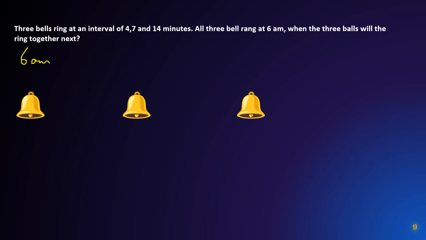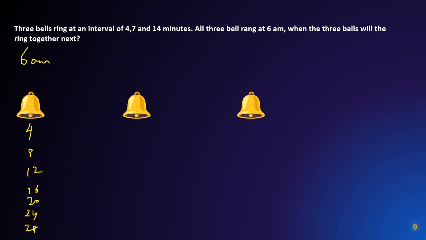And the hint is that this bell rings every 4 minutes. So at 4 minutes it rings, and then it is going to be 8, then 12, then 16, then 20, then 24. Let me just write down some numbers. 24 and then 28. I'll stop at 28 because I believe you also will be able to find why we are stopping at 28.